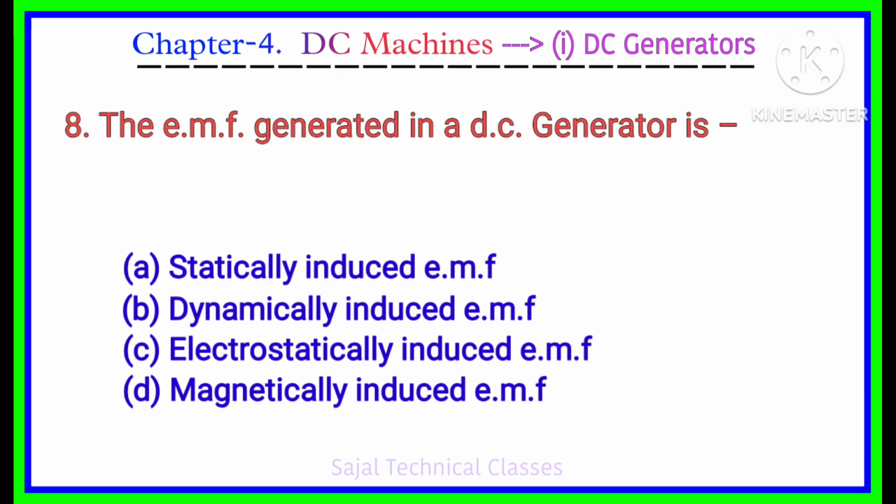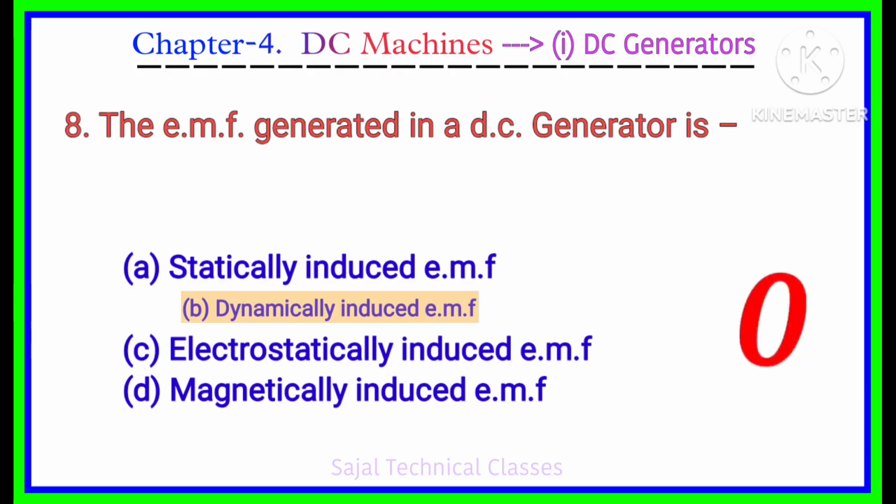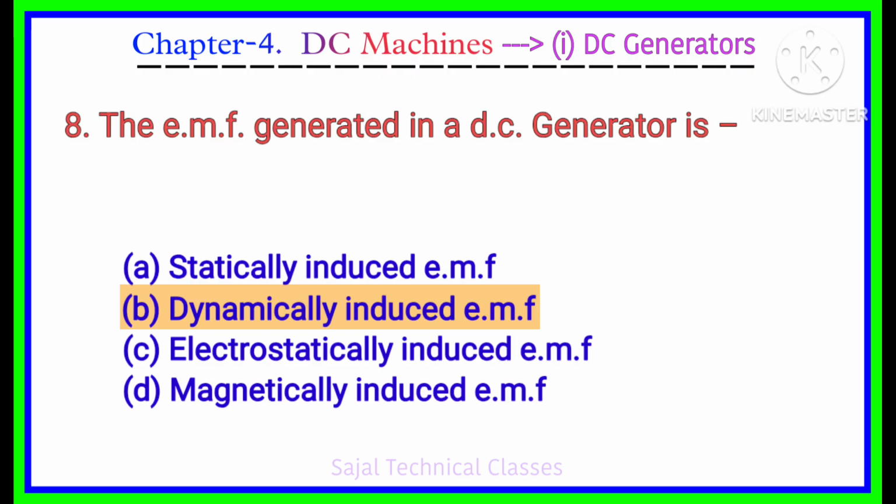Question number 8. The EMF generated in a DC generator is option A statically induced EMF, option B dynamically induced EMF, option C electrostatically induced EMF, and option D magnetically induced EMF. Right answer option B dynamically induced EMF.